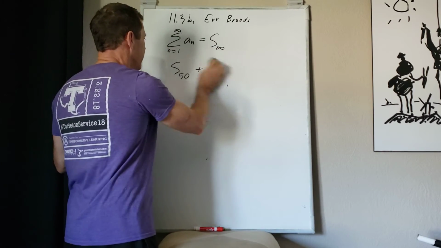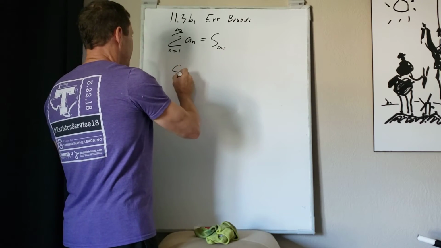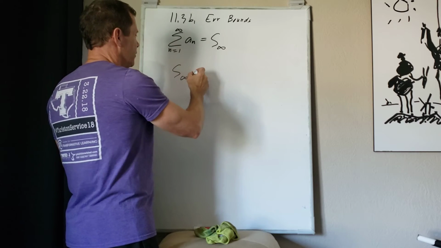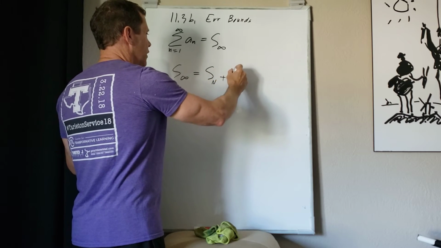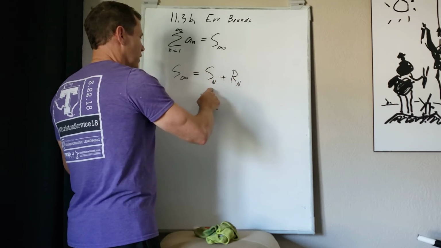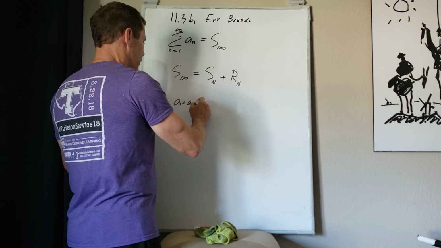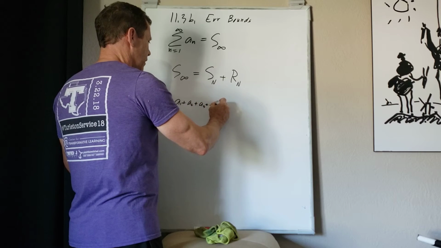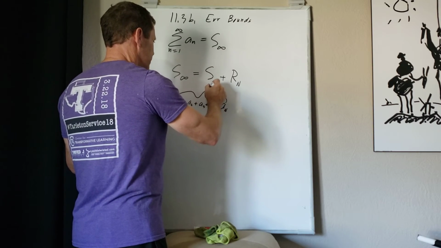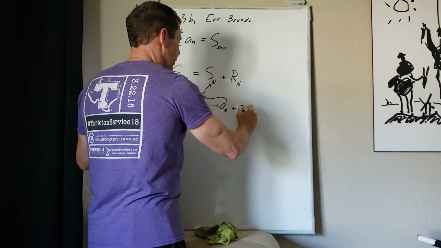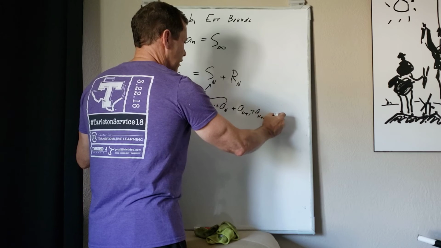Okay, so put it all together. S infinity, which is the series, is equal to S_N plus R_N. Well, what's S_N? That is a_1 plus a_2 plus a_3 plus ... out to a_N, and then plus all the rest of it, a_(N+1) plus a_(N+2) plus ... out forever.